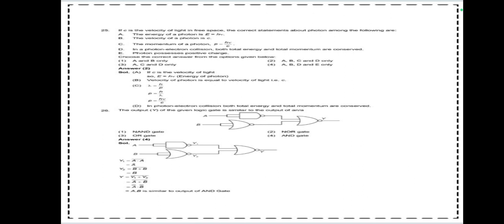Question number 26. The output Y of the given logic gate is similar to the output of an, answer is 4, AND gate. Question number 27. Match list 1 and list 2. Answer is 2.